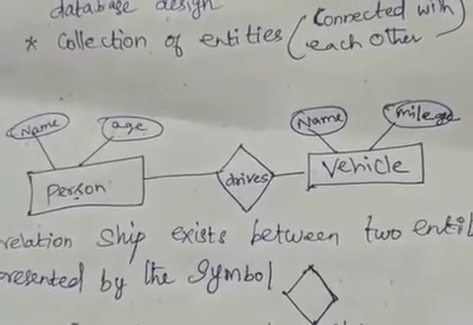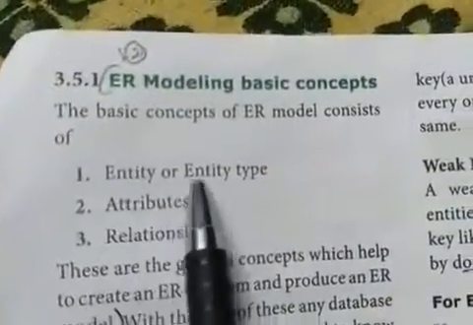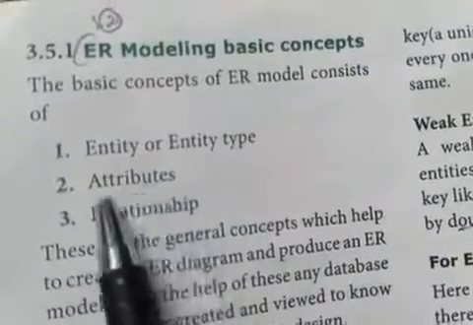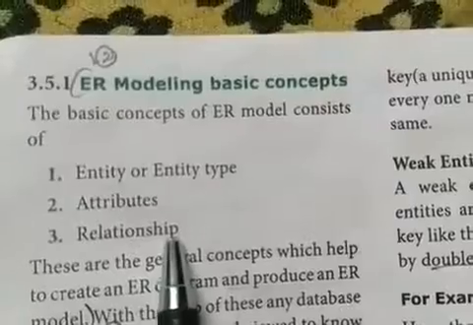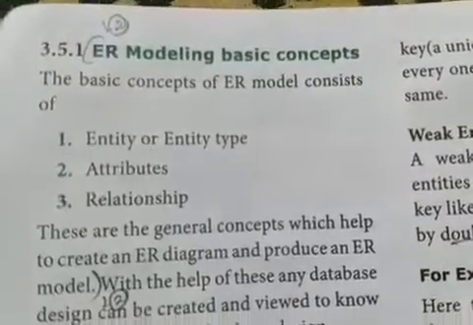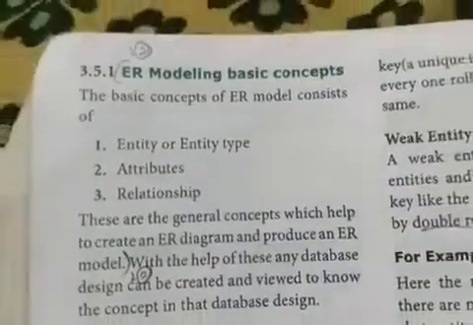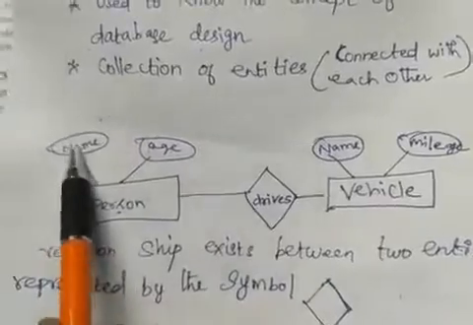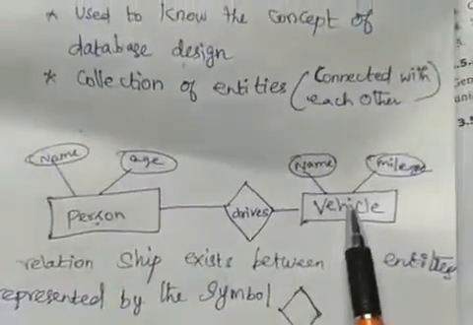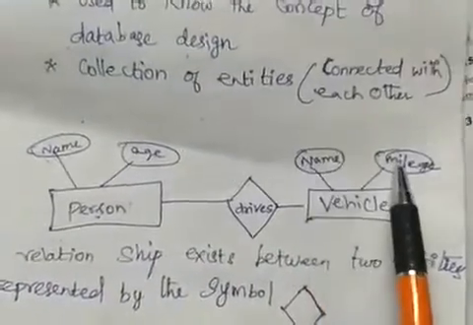Today we are going to see the ER modeling basic concepts. So what are the basic concepts here? Entity, and we have already seen attributes and their types. Today we are going to see about the relationship, which deals with the relationship between two entities. In this diagram, a person is an entity having two attributes, name and age, and vehicle is an entity having two attributes, name and mileage.